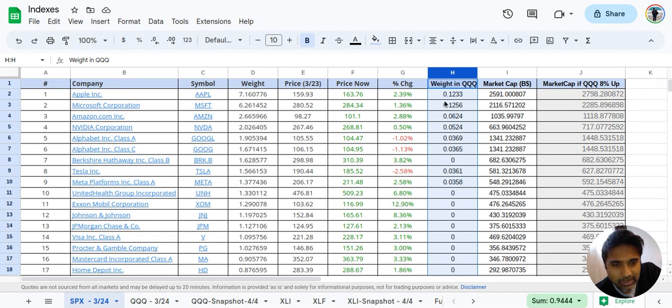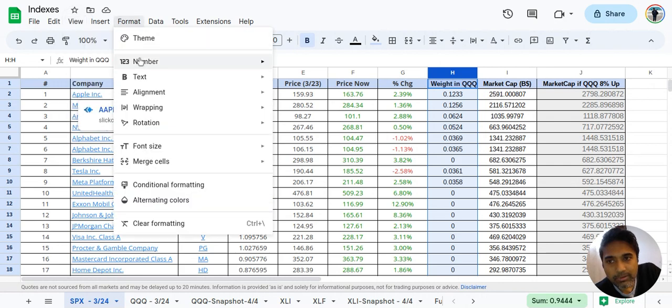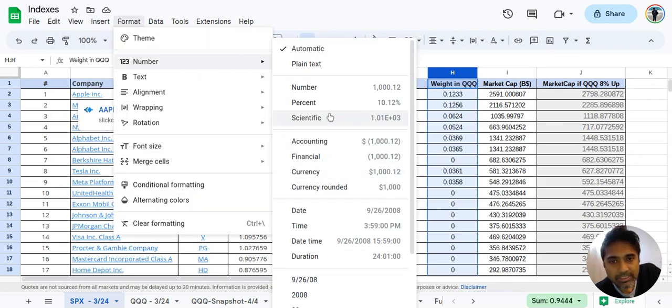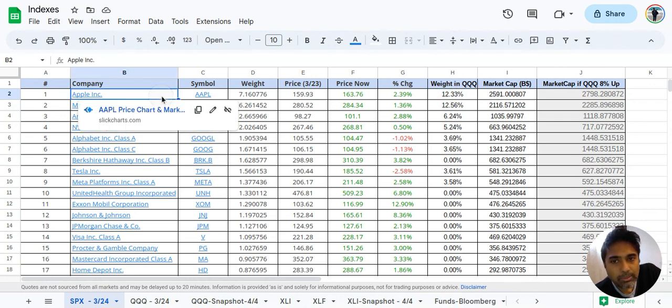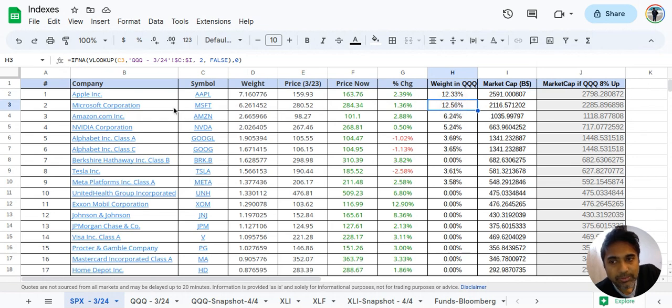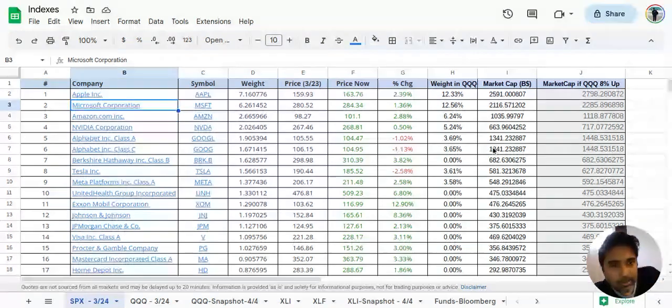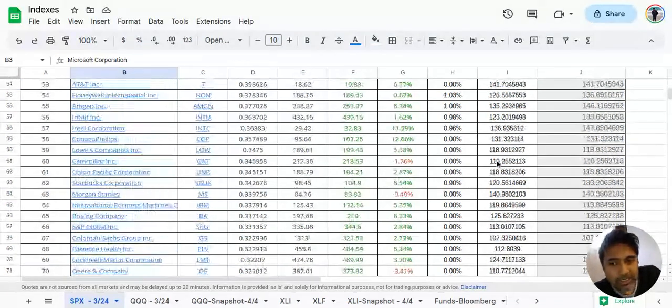So that is where it shows this, and we just changed the formatting to percentage. So it's 12% of QQQ is Apple, 12.56% is Microsoft, and so on. And then this is showing the market cap in billion dollars.